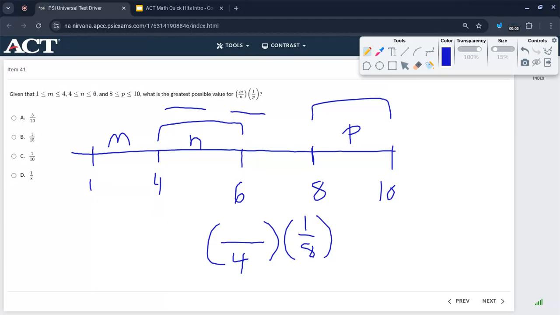Now, the last part is that numerator value of M, and now it's going to change, right? Because if I want something big, then I want the biggest possible value I can have in my numerator. And since M is between 1 and 4, the biggest possible value M could have is 4, right? So this would be the biggest possible expression we could make. 4 divided by 4 is 1. And then 1 times 1/8 is just 1/8. So our correct answer is over here, D.